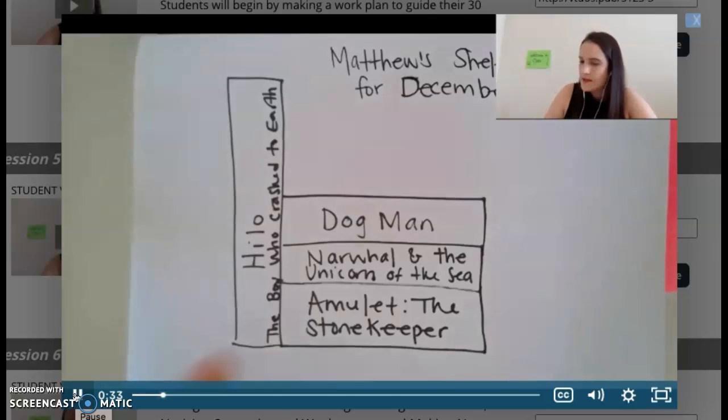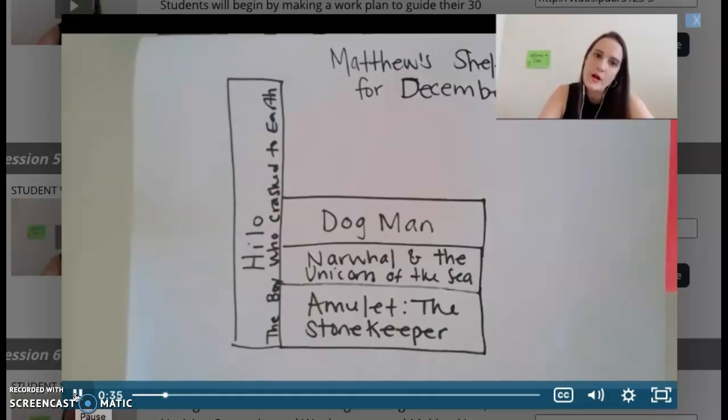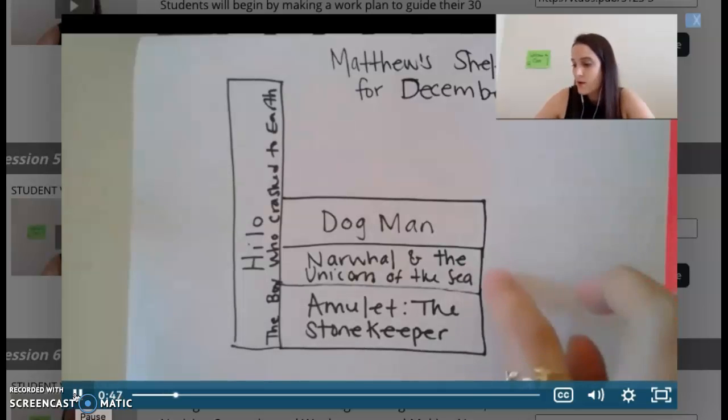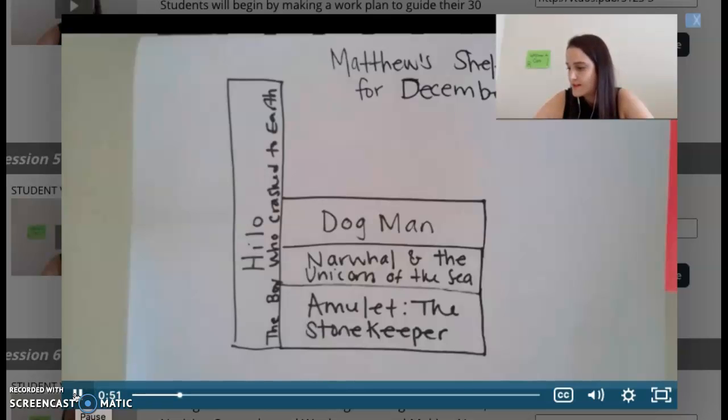So you'll see that Matthew has read Hilo, The Boy Who Crashed to Earth. That's a graphic novel. He's also read Dog Man, which is a series, also a graphic novel. Norwal and Jelly, which is a series. He read And the Unicorn of the Sea. And then Amulet, which is also a series. And he read The Stone Keeper. There's a lot that we could look at to find some patterns in Matthew's shelfie for December.